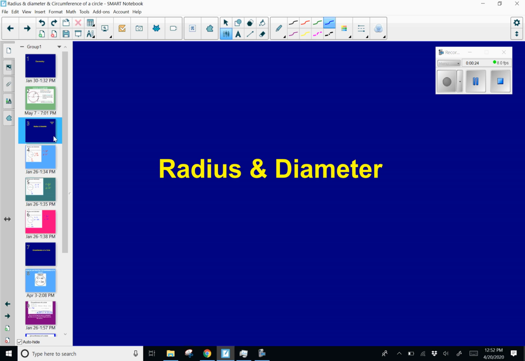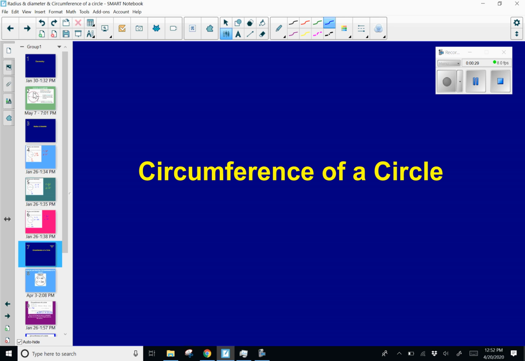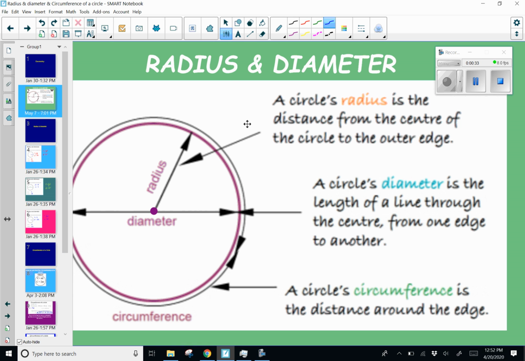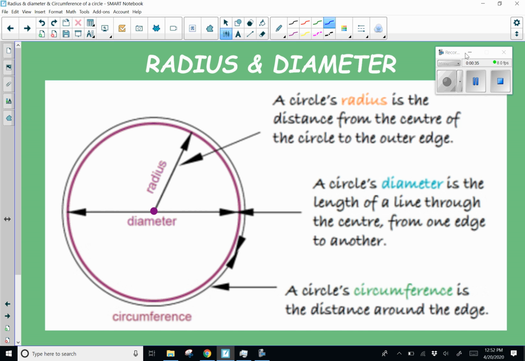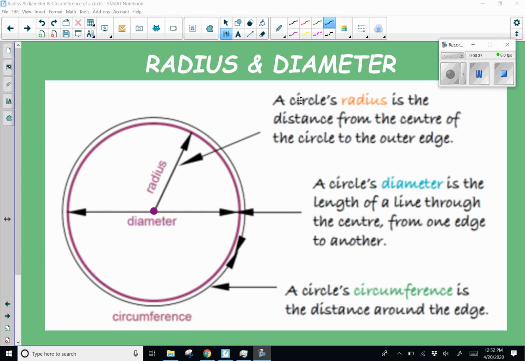Oh, real quick, we're going to be covering radius and diameter today and circumference of a circle, which are the first two skills in the geometry unit. So let's just review some of the vocabulary first. A circle's radius is going to go from the center of your circle, which is indicated here by this purple dot, to the outside edge of a circle.